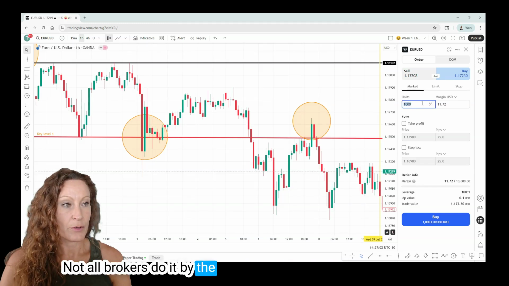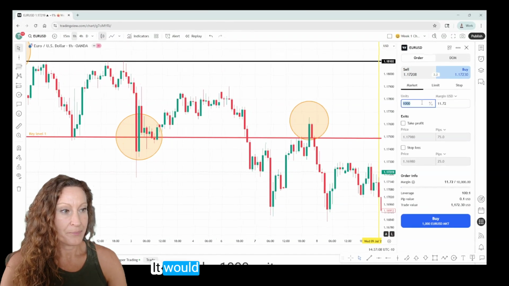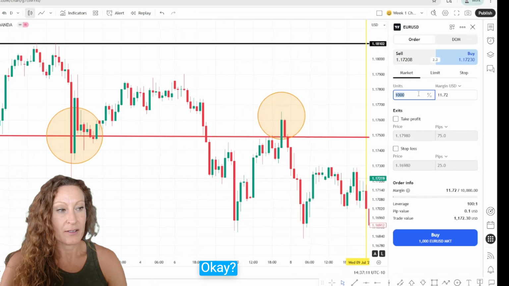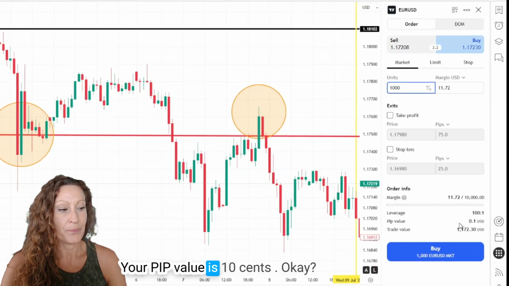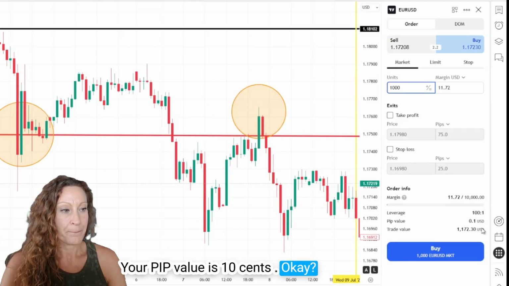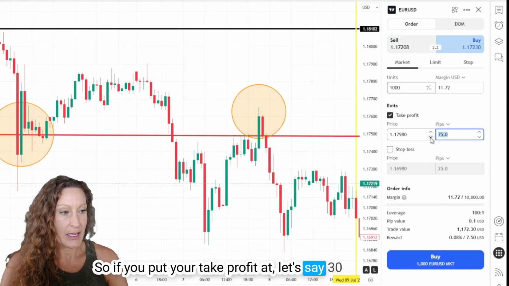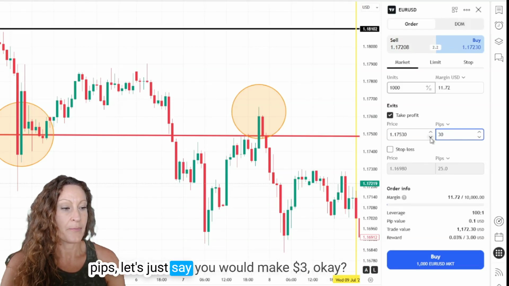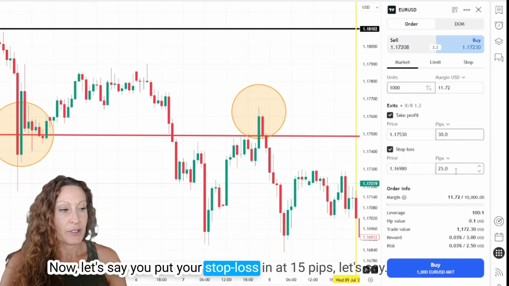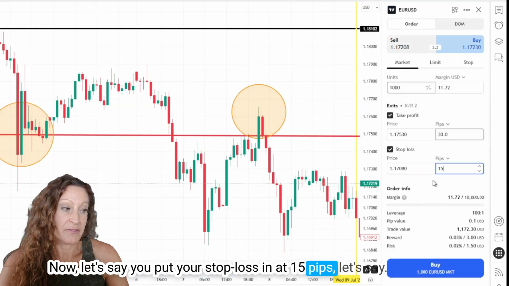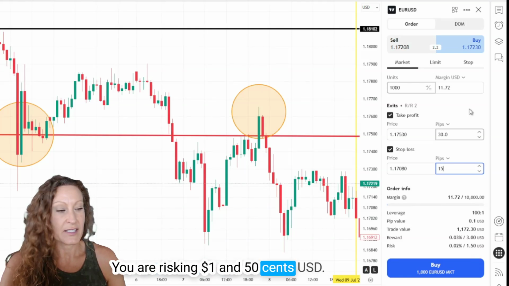Not all brokers do it by the unit, but TradingView does. So if you're looking at 1 micro lot, it would be 1,000 units. Okay, that's the smallest you can go, 1 micro lot, and it shows right here your pip value is 10 cents. Okay, so if you put your take profit at, let's say, 30 pips, you would make $3. Okay, now let's say you put your stop loss in at 15 pips, let's say. You are risking $1.50 USD.